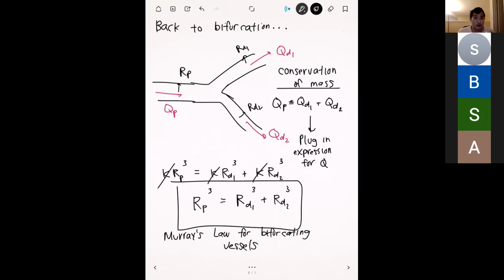Any questions on this? Professor, if we have more than 2 other vessels, we cannot use this equation? That's right. Actually, for more than 2 vessels, the same relationship follows as well. Let's say we add a third vessel right here, so we have QD3. All you're going to do is add another QD3 right here, just by conservation of mass. And so the Ks are going to cancel out, just like this. If you add a third vessel, you just add another radii to the right, because that's just going to be another outflow for that vessel.